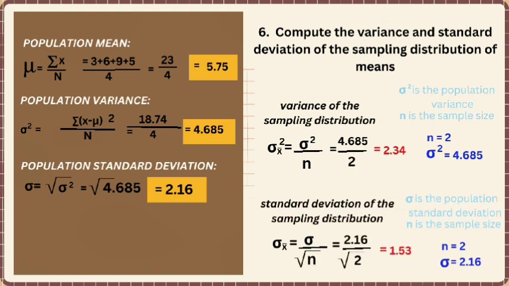Next is to get the standard deviation of the sampling distribution. So the formula of getting the standard deviation of the sampling distribution, we have the sigma over the square root of n. So the sigma is the population standard deviation over the square root of n, where n is the sample size. So we already have the answer for the population standard deviation, which is 2.16. So 2.16 divided by the square root of 2, and that would give us the answer of 1.53.